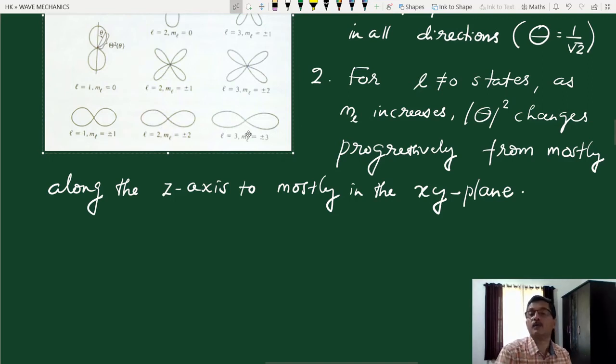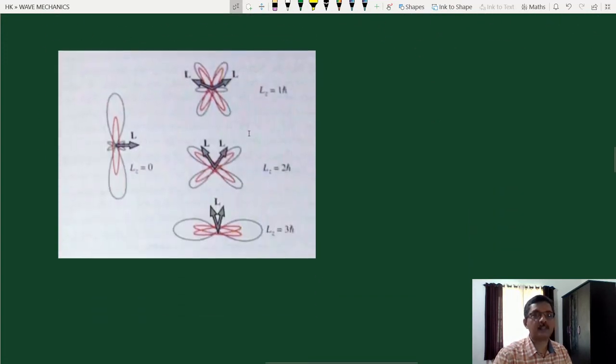So whenever ML equal to plus or minus L, the probability densities are mostly along the xy plane, means the orbit of the electron is flattened along the xy plane, and then the orbital angular momentum vector will be mostly along the z-axis, because the angular momentum vector is always perpendicular to the plane of the orbit. We can see this illustrated here.